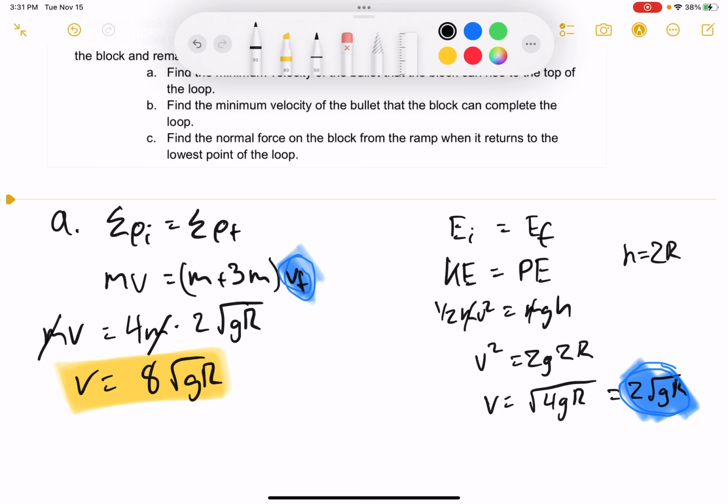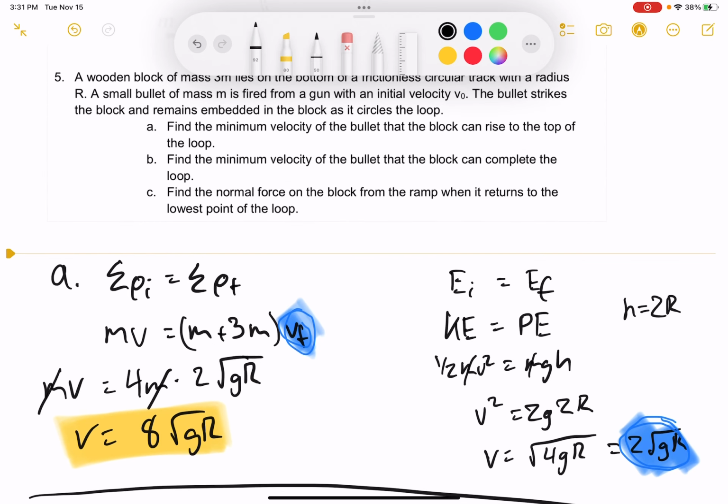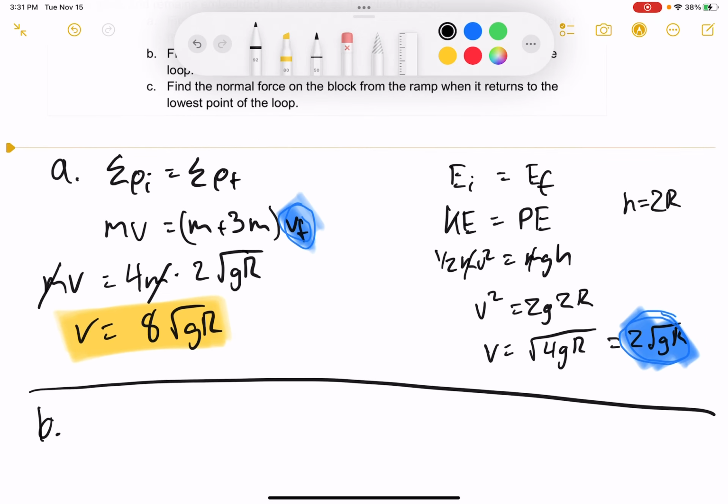Now let's go ahead and look at part B. So part B: find the minimum velocity of the bullet that the block can complete the loop. Now, this is not an energy question. I need to know how fast I need to be going in order to complete the loop.